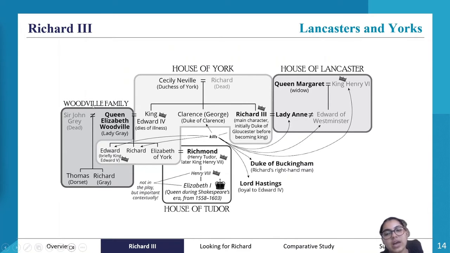And on the Woodville side of the family, Queen Elizabeth Woodville, Lady Grey, was first married to John Grey, and they had two kids, Thomas and Richard. You would have seen these two referred to as Dorset and Grey, so those are their titles, and you would see them in the play when they're always with Elizabeth. I don't think they're killed, but something happens to them as well. Richard also manages to deal with those two.